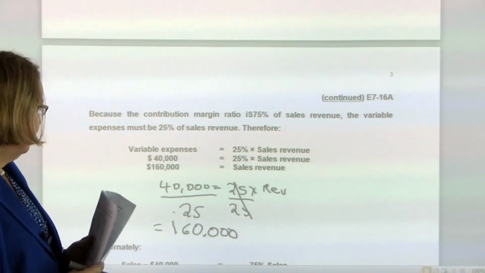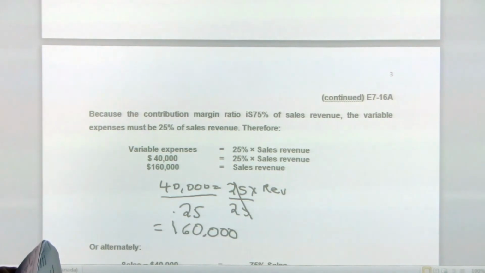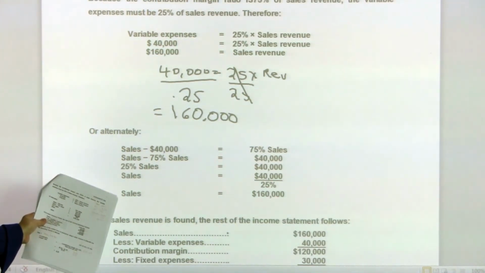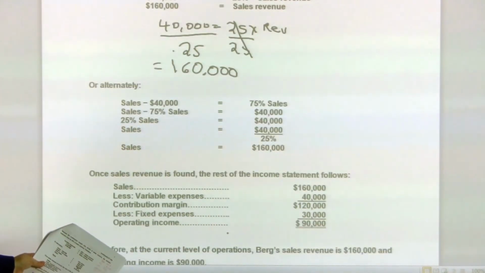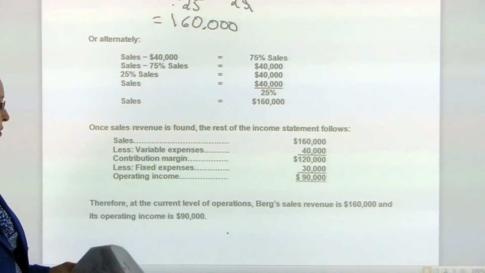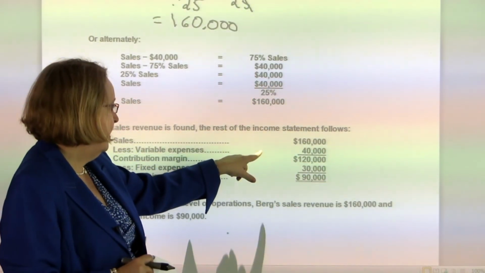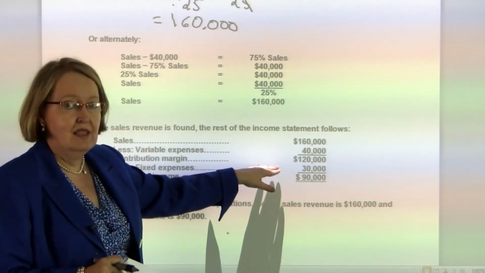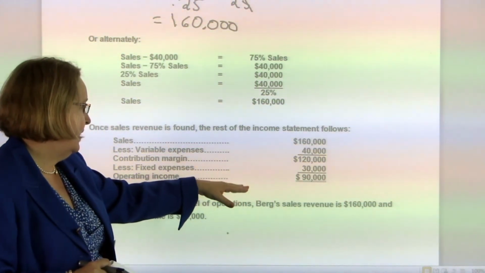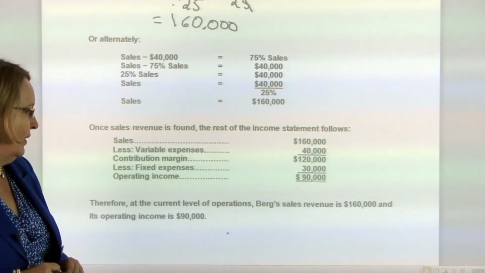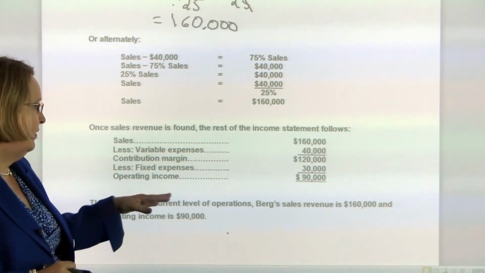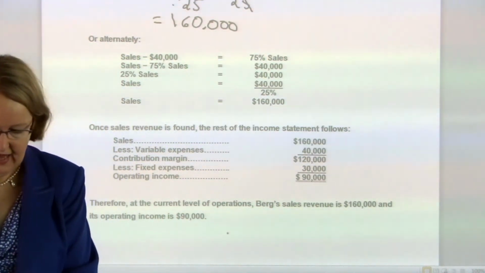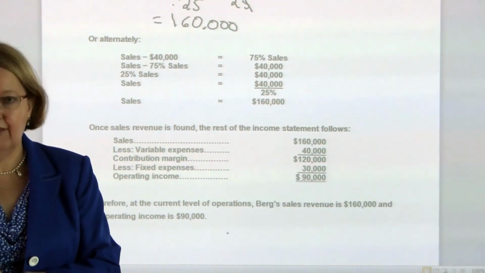So if you want to prove that it works, and to show how it works, that's just another way of calculating it. Obviously you're going to come up with the same answer. So now that you know your sales revenue, 160,000 is what we just calculated. The variable cost is 40, contribution margin 120. Fixed expenses, we're given that in the problem. So your operating income is $90,000. So at that level of operation, when your revenue is 160, your operating income is $90,000. And that concludes E7-16.